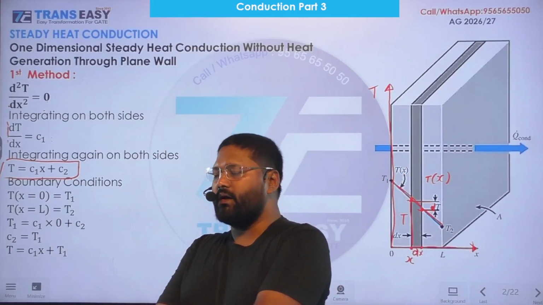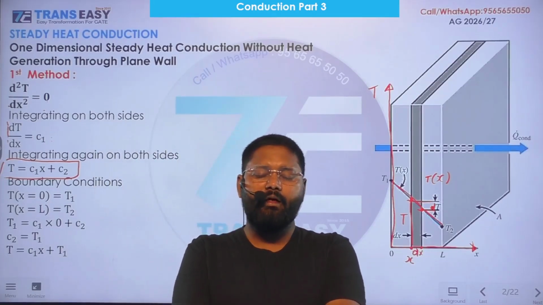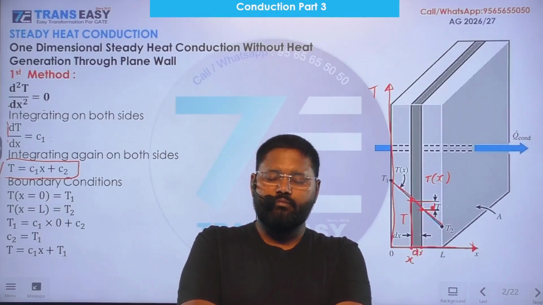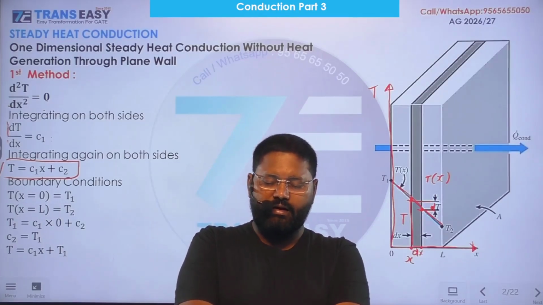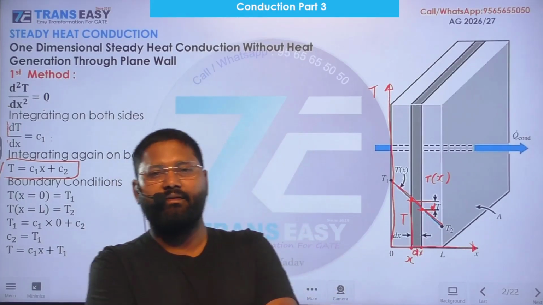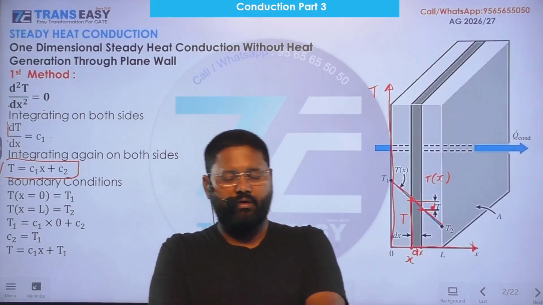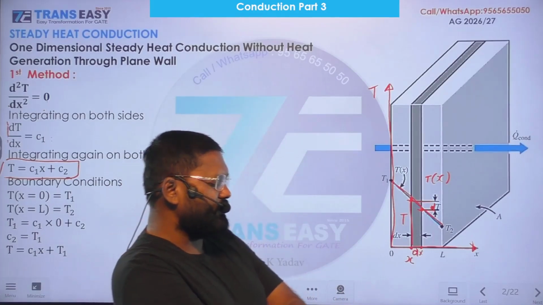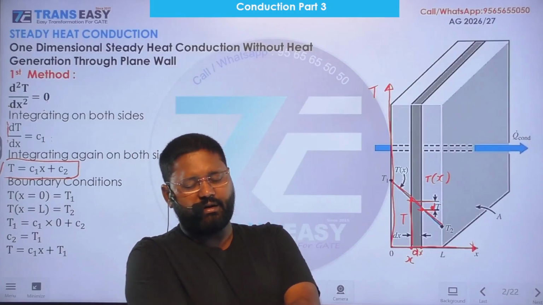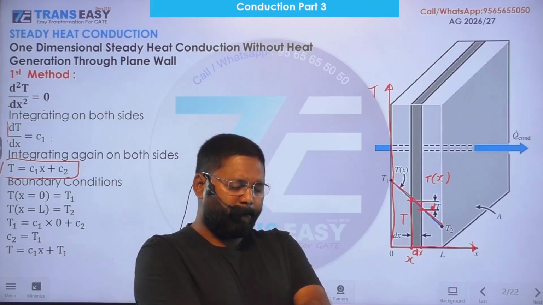Dear students, in order to get the values of arbitrary constants C1 and C2, we need two boundary conditions. At x equal to 0, temperature is T1, and at x equal to L, temperature is T2 all the time, because temperature is not changing with time. Temperature is changing only with x. Whatever the value of temperature at x equal to 0, this will remain the same all the time. Whatever the value of temperature at x equal to L or anywhere in the thickness of the plane wall, with time it is not changing.